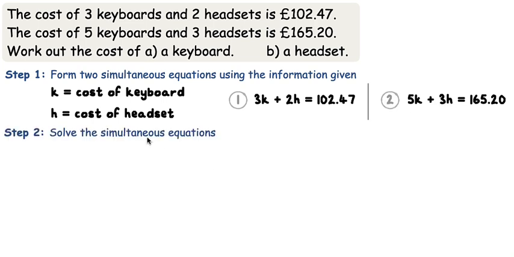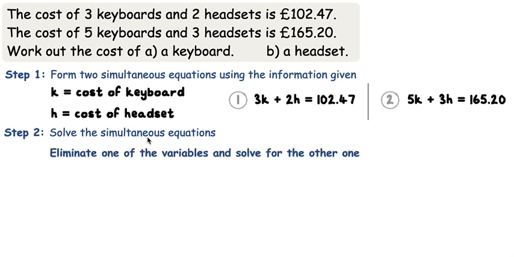Now we want to solve these simultaneous equations, and so first we need to eliminate a variable to give an equation with only one unknown. You could eliminate either, but I'm going to eliminate H as the numbers in front of the H are slightly smaller, so this may make the maths easier.